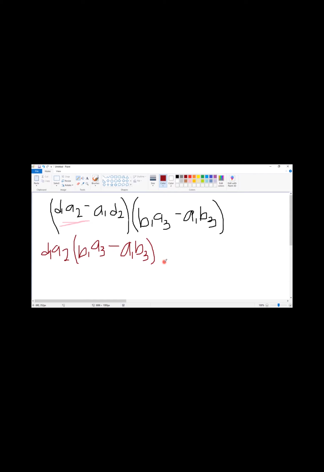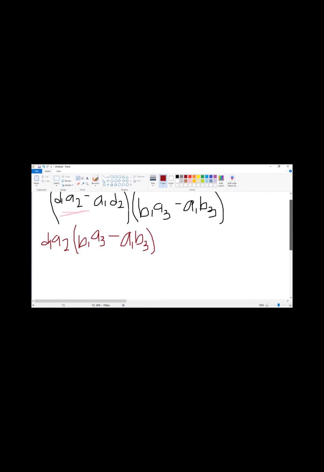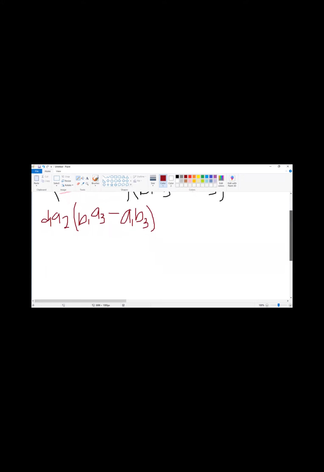So this is how it's going to be. And then we continue. So this is equal to this times this minus this times this. Let's go. But another thing to note is that when multiplying, for instance, D1A2 times B1A3, A2 is first.